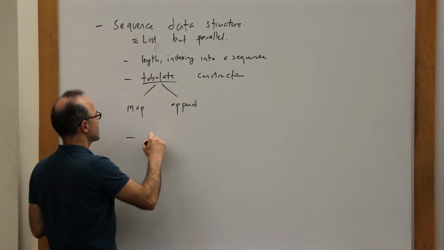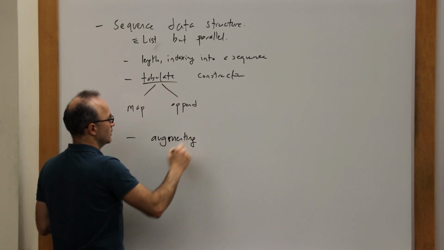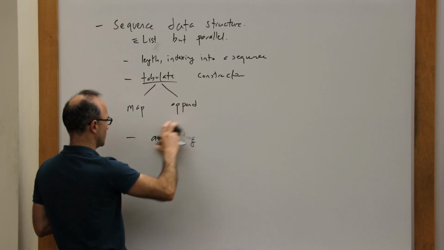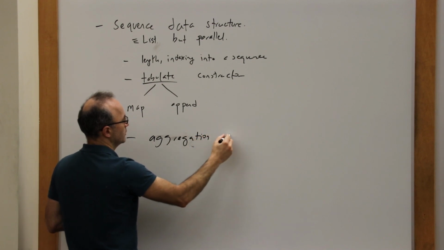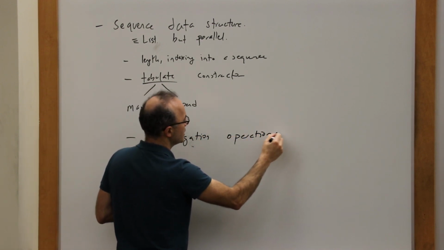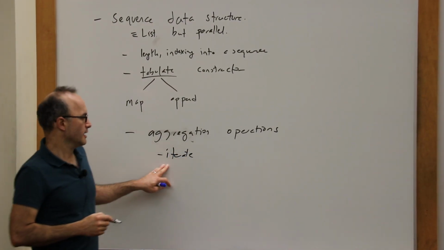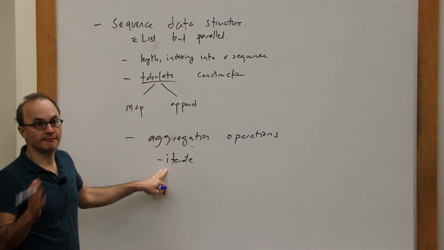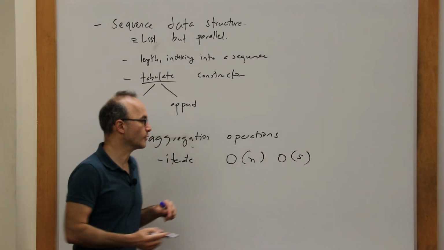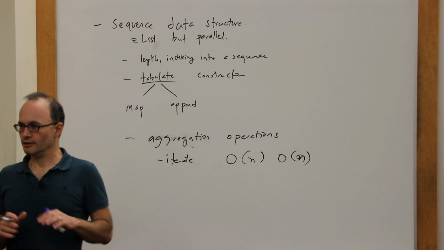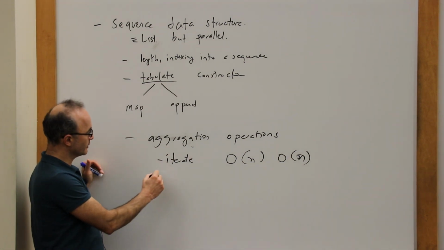And now we talked about a set of operations for aggregating over sequences. Not augmenting, that's not the right word. For example, we talked about iterate. The disadvantage of iterate is that its work and span were the same. So it's completely sequential, which is not a good property, which is not something that we would like. We would like to have log n span.